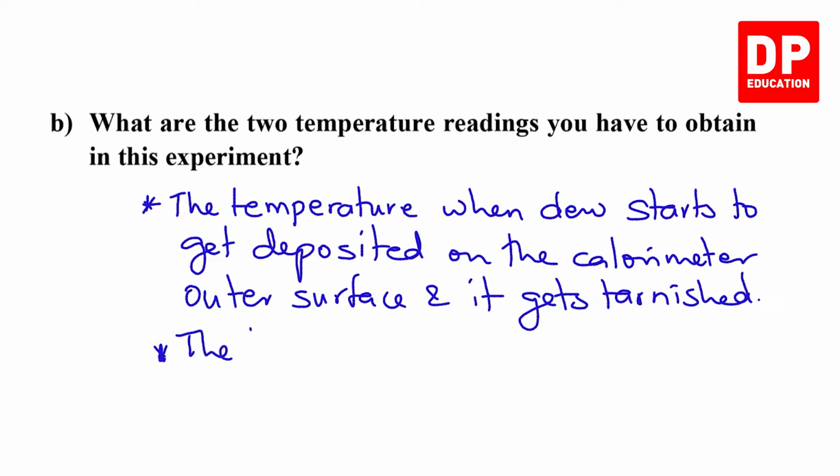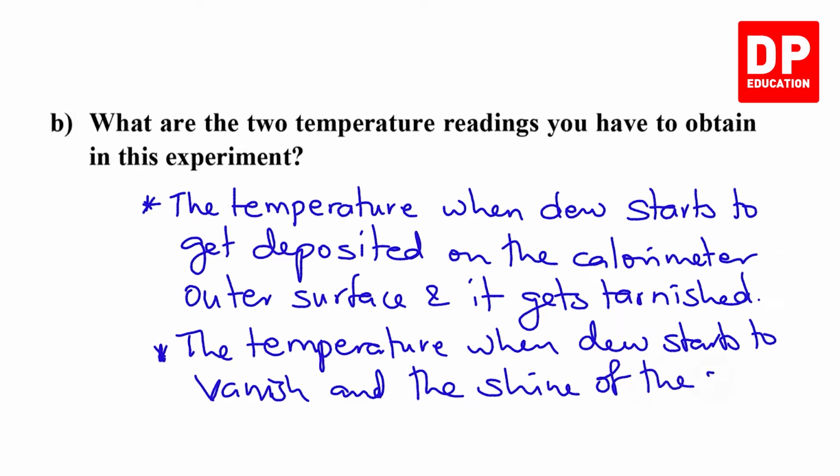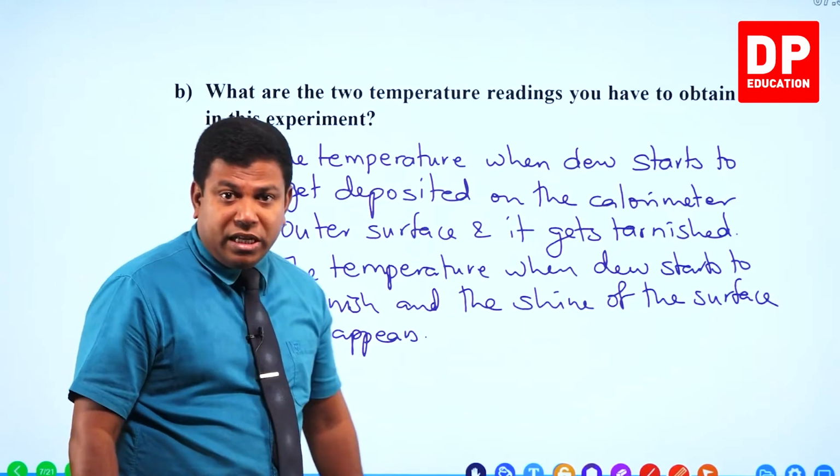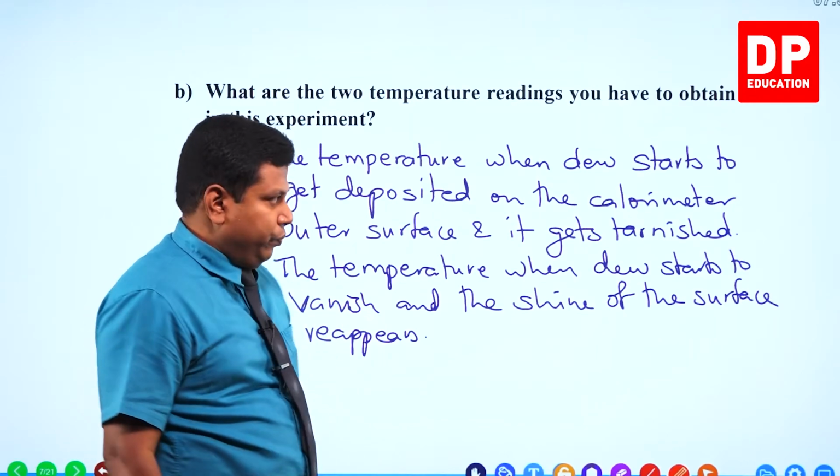Other one, the temperature when dew starts to vanish and the shine of the surface reappears. Right? Those are the two temperature readings we get during the experimental procedure. Then at the end we have to get the room temperature also. Next.